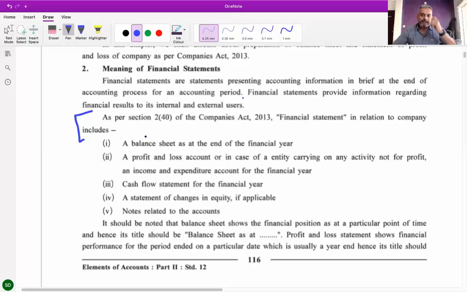If someone says it's a company, what financial statements do you have to prepare? You will say a balance sheet at the end of a financial year, a profit and loss account, or in case of an entity not working for profit, we will use an income and expenditure account. Then, very important, the cash flow statement. We have a chapter, the last chapter, on cash flow statement.